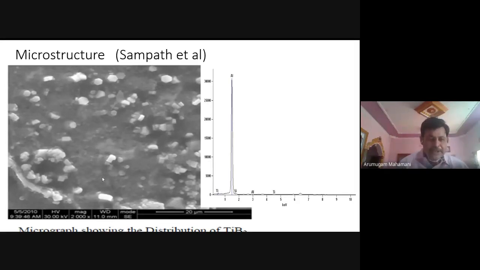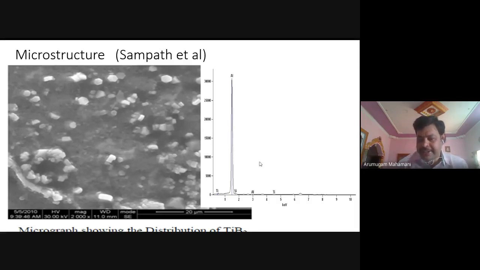Okay. So this particular author, Sambath et al., is from IIT Madras. He very clearly showed, in his view, at 2000 magnification and 20 micron. You look at that, all the TiB2 particles are hexagonal in shape, right? Hexagon. So this hexagon shape is very easy to bond with aluminum metal.